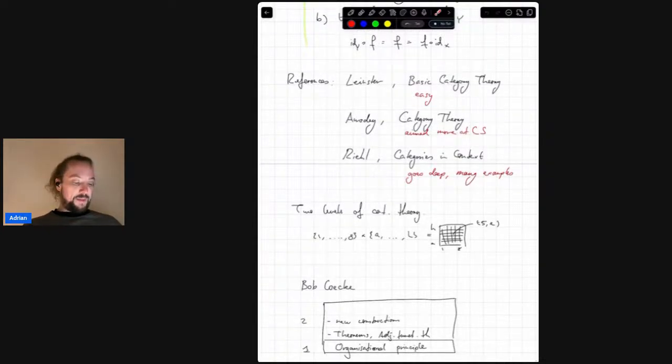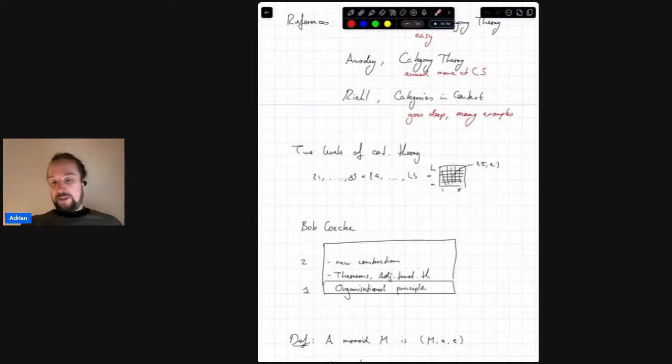I was asked about some references, and 3 references that I really liked are Leinster's Basic Category Theory, Awodey's, and Categories in Context by Riehl. I also got an email asking about the book. Let's have a look.